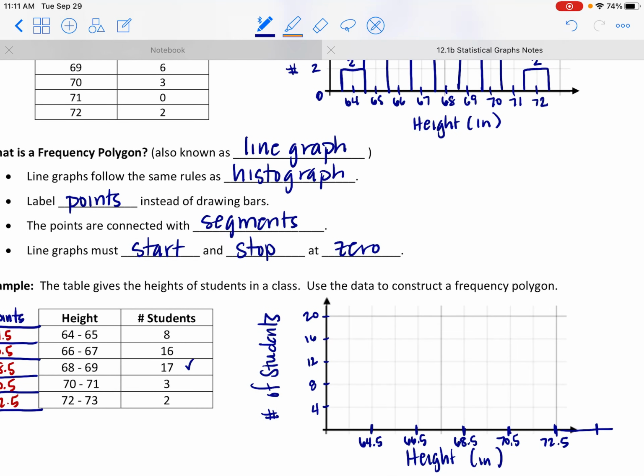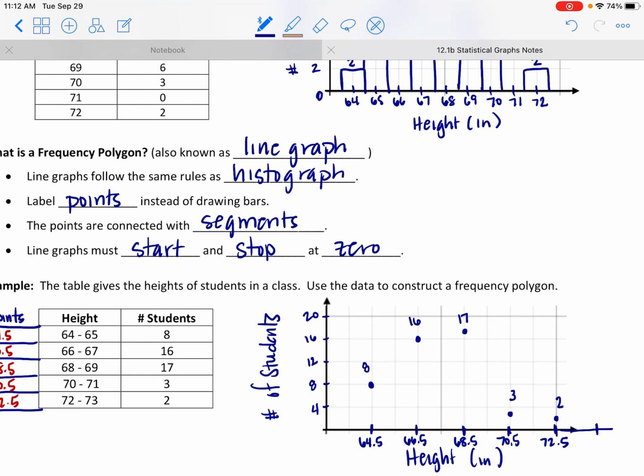Now we're going to make points instead of drawing bars. So 64.5, that's our first group. There are 8 students in that group. So I'm going to go up from there to 8 and make a point. And again, I'm going to go ahead and label it. And the next group, represented by 66.5, there are 16 students. So I'm going to make a point there at 16. And the next group, represented by 68.5, has 17 students. So I'm going to go a little higher and put a 17. And then the next group, represented by 70.5, has 3 students. Put a 3 there. And then the last group has 2 students. And put a 2 there.